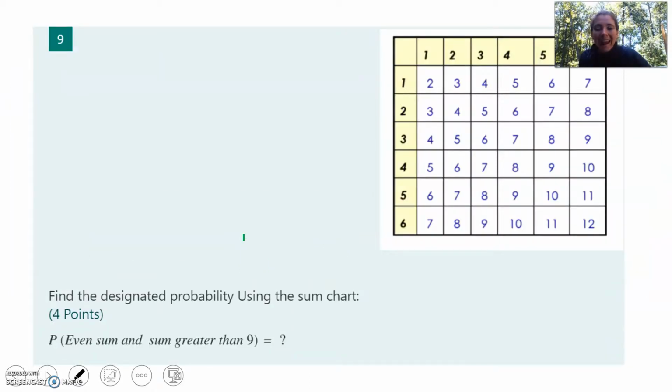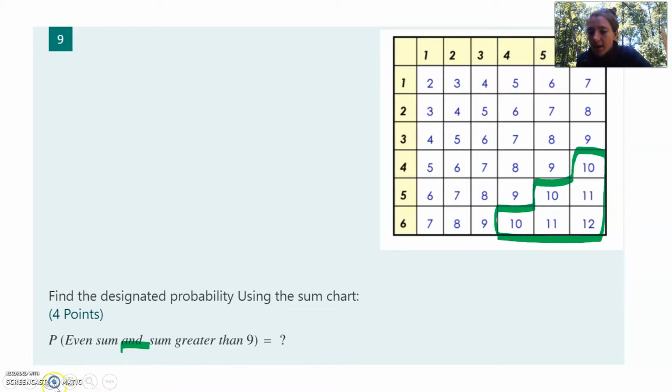Even sum and sum greater than 9. So and means overlap. So even sum and sum greater than 9. So that means I'm really only looking at this section, right? Because those are the sums that are greater than 9. And now I would just want the even ones out of those categories. Out of the ones that are greater than 9, we're only looking at the even ones.